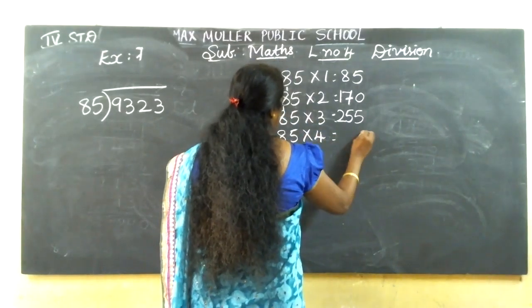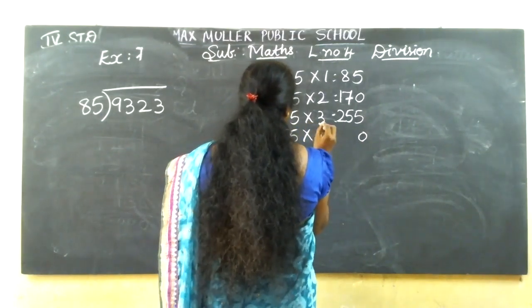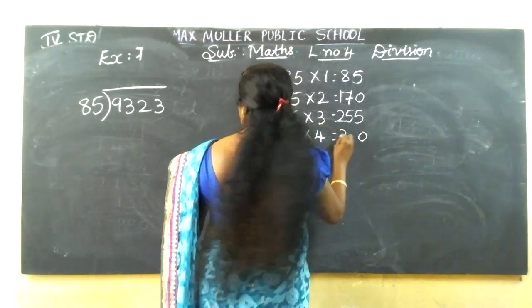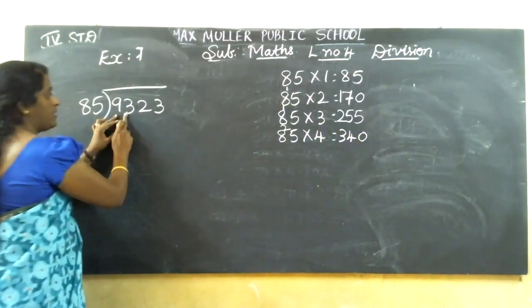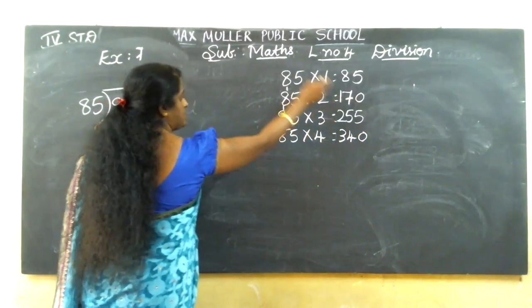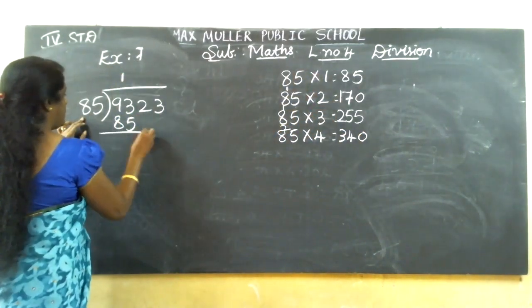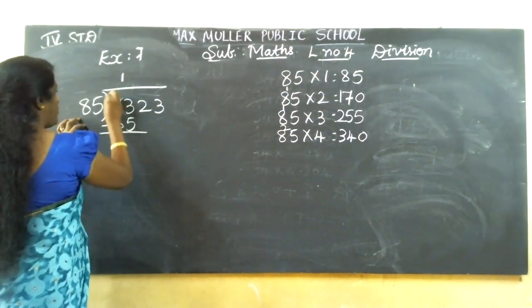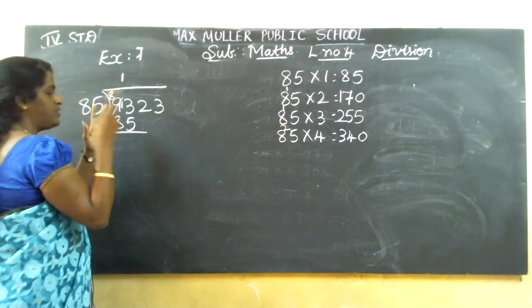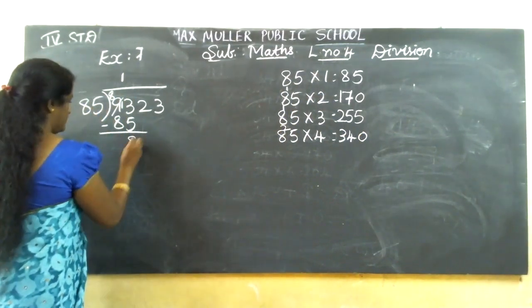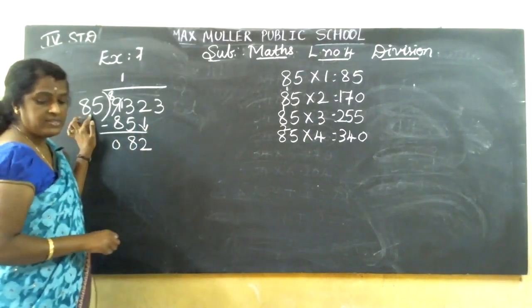5 fours are 20. 8 ones are 8, 8 twos are 16, 8 threes are 24, 8 fours are 32, 33, 34. So here 93. We can't go for this. So 85 ones are 85. Minus, borrow 1, 13. 6, 7, 8, 9, 10, 11, 12, 13. 0, bring down 2.